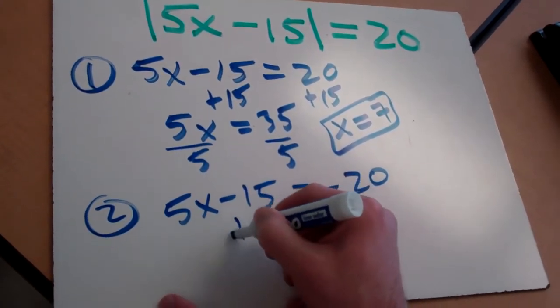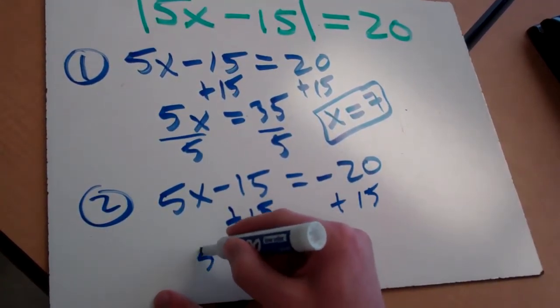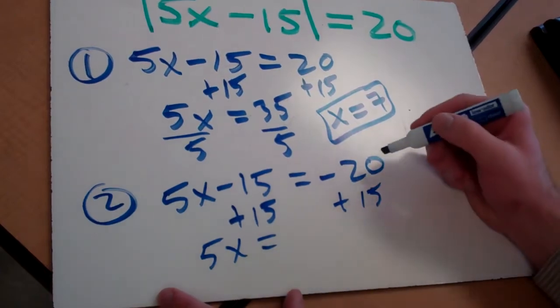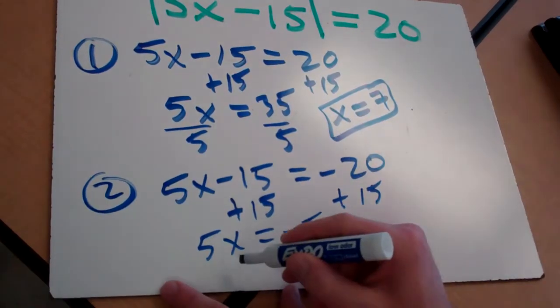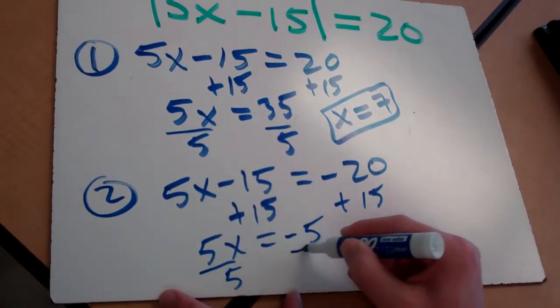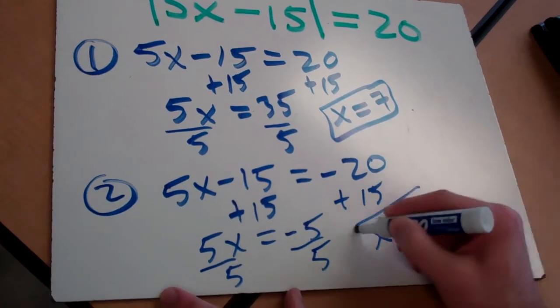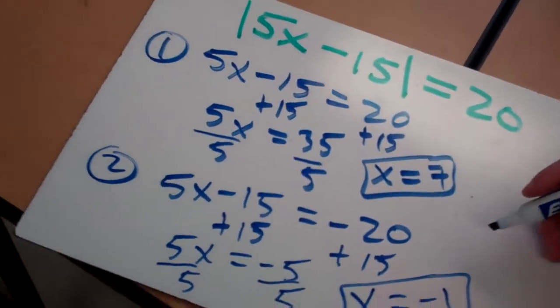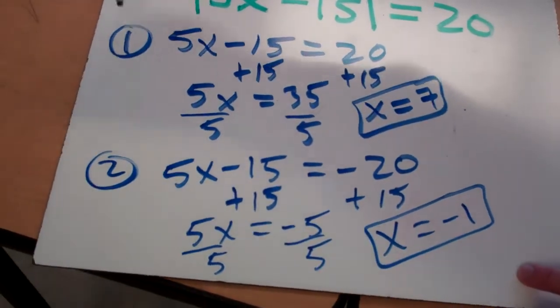So let's try it. Let's add 15 to both sides. Something else will come out of this. 5x equals, what's negative 20 plus 15? It's a negative 5. Let's undo the multiplication. Divide by 5, divide by 5. x can also be negative 1. So with absolute value equations, we have to make sure that we get two solutions by setting up two equations.